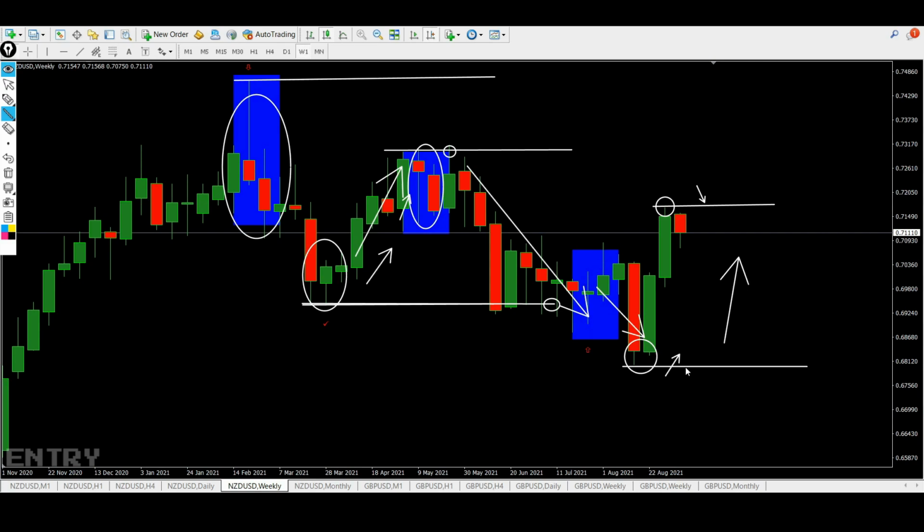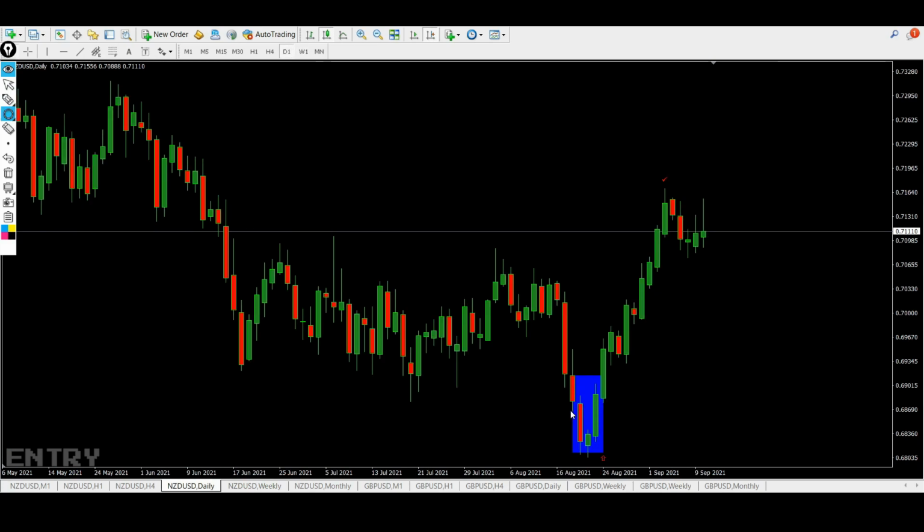Okay, so let me explain this further. So let's go over to the daily chart. All right, so on this daily chart, that long trade that formed was right here, and that short trade that formed was right here.